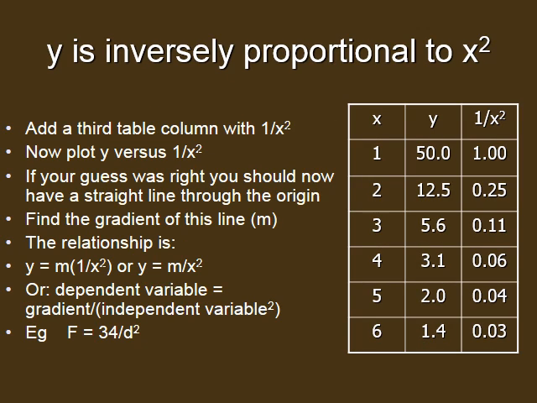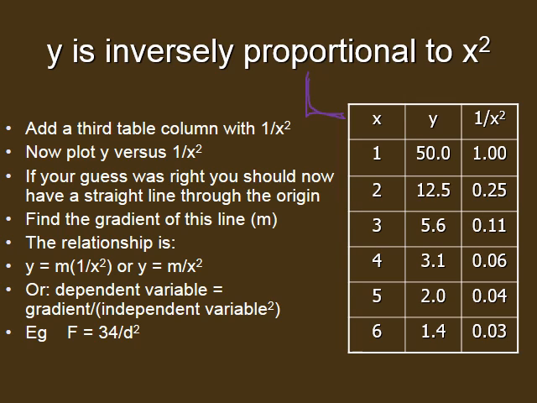Next relationship is y is inversely proportional to x squared. Again, you're adding a third column, this time with 1 over x squared. If you plot y versus 1 over x squared, again, you'll find a straight line if this is the correct relationship, and it should look very much like this, called a nonlinear graph. Okay, and then y equals m divided by x squared, or the dependent variable equals the gradient divided by the independent variable squared. For example, force equals 34 divided by d squared.